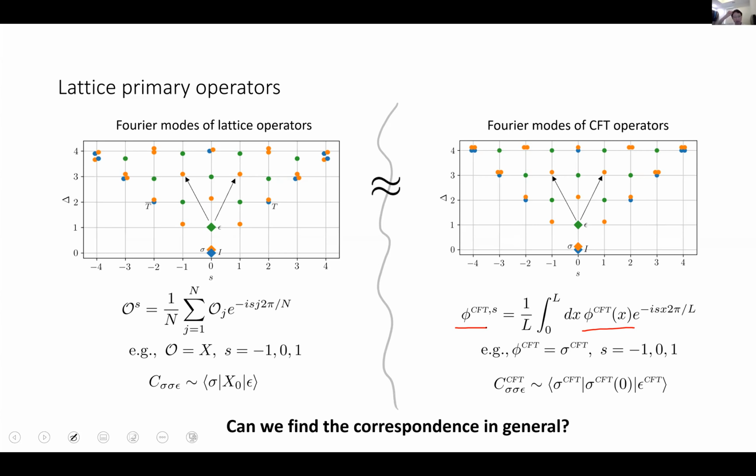Okay. So you have the Fourier mode of CFT operators, which will send you between different conformal towers. For example, if you take the sigma operator and take the Fourier modes 0, -1, and 1, this will give you these arrows and also these arrows, which I didn't draw. On the lattice side, you can take sigma x and also do the Fourier mode, and you can see that it will do exactly the same thing as the CFT side, and also the amplitude would match. On the CFT side, this is the OPE coefficient, and on the lattice side, you can also compute the OPE coefficient from this overlap.